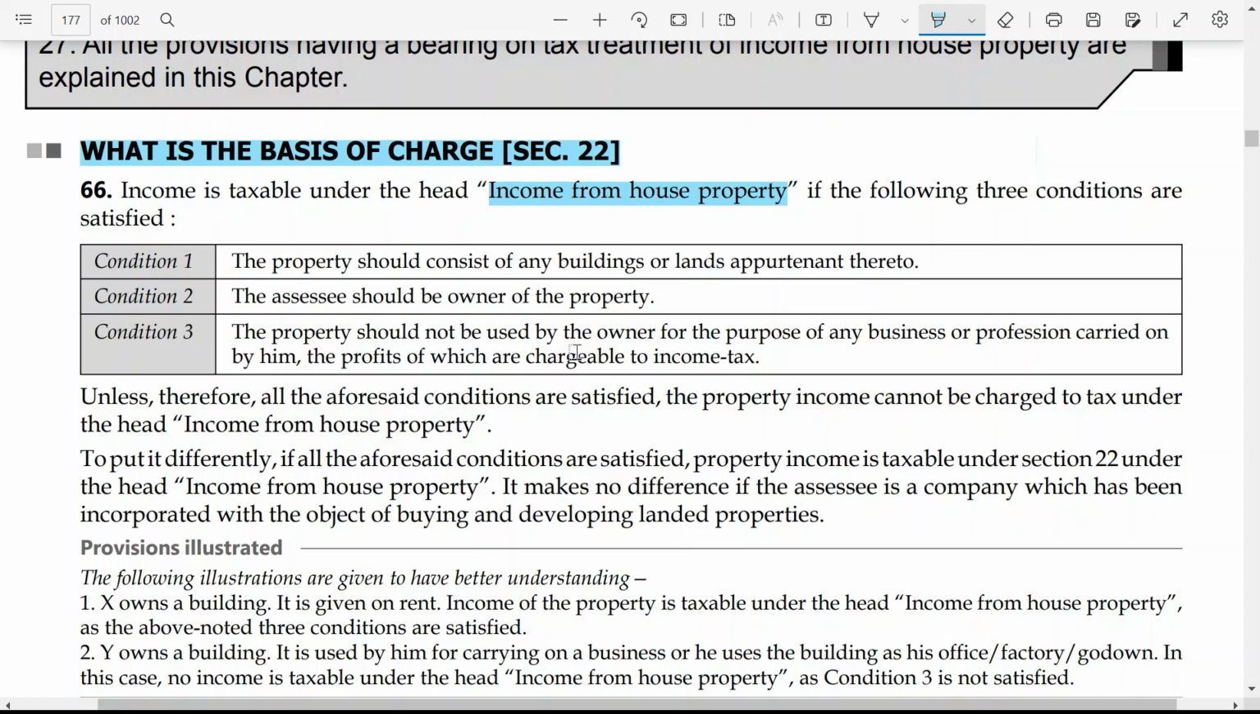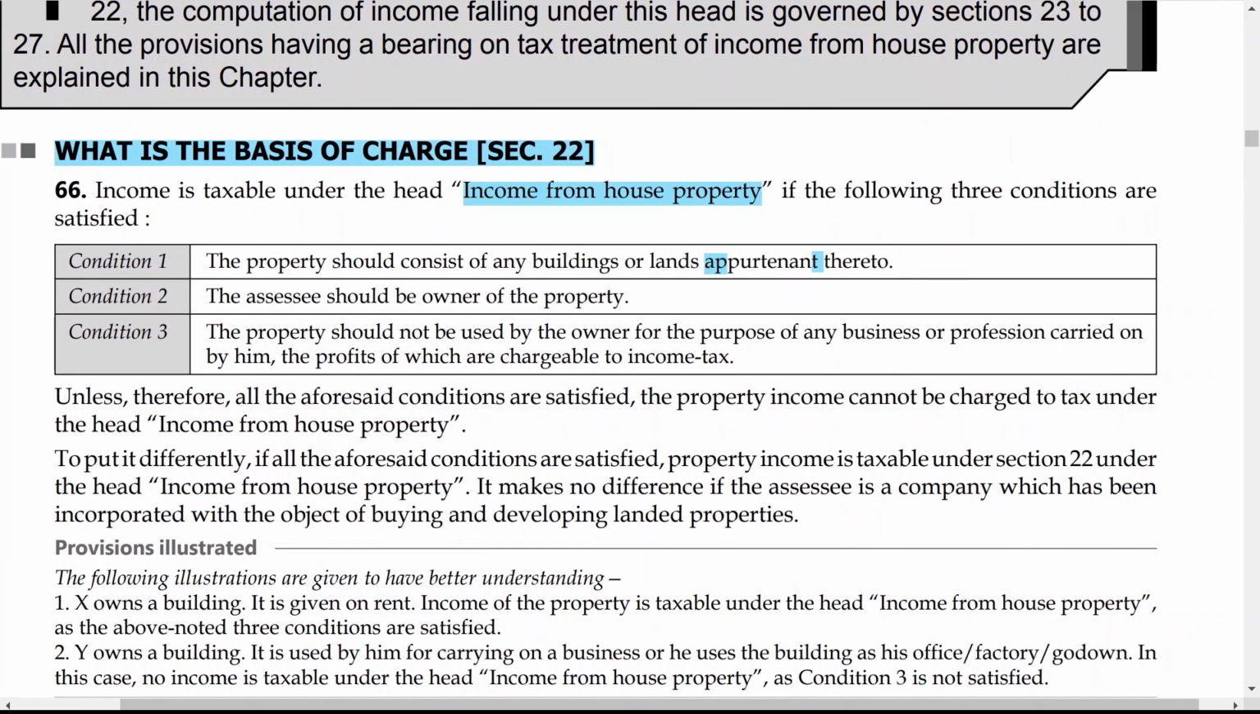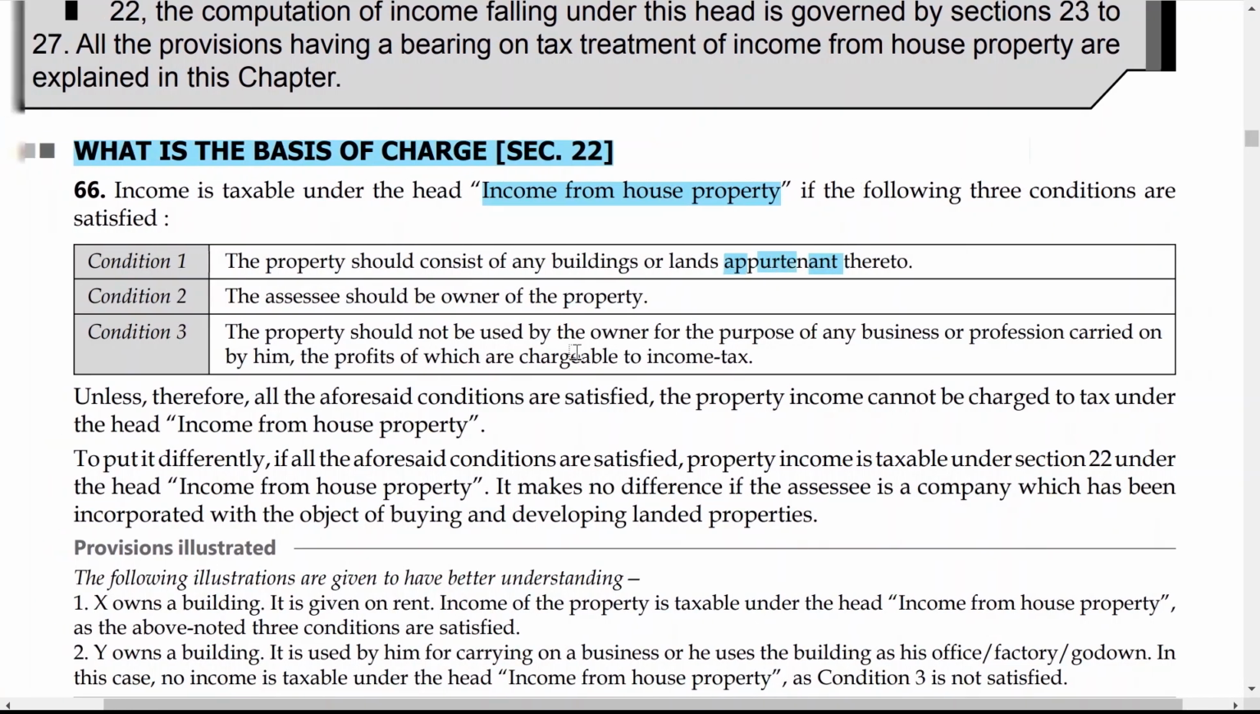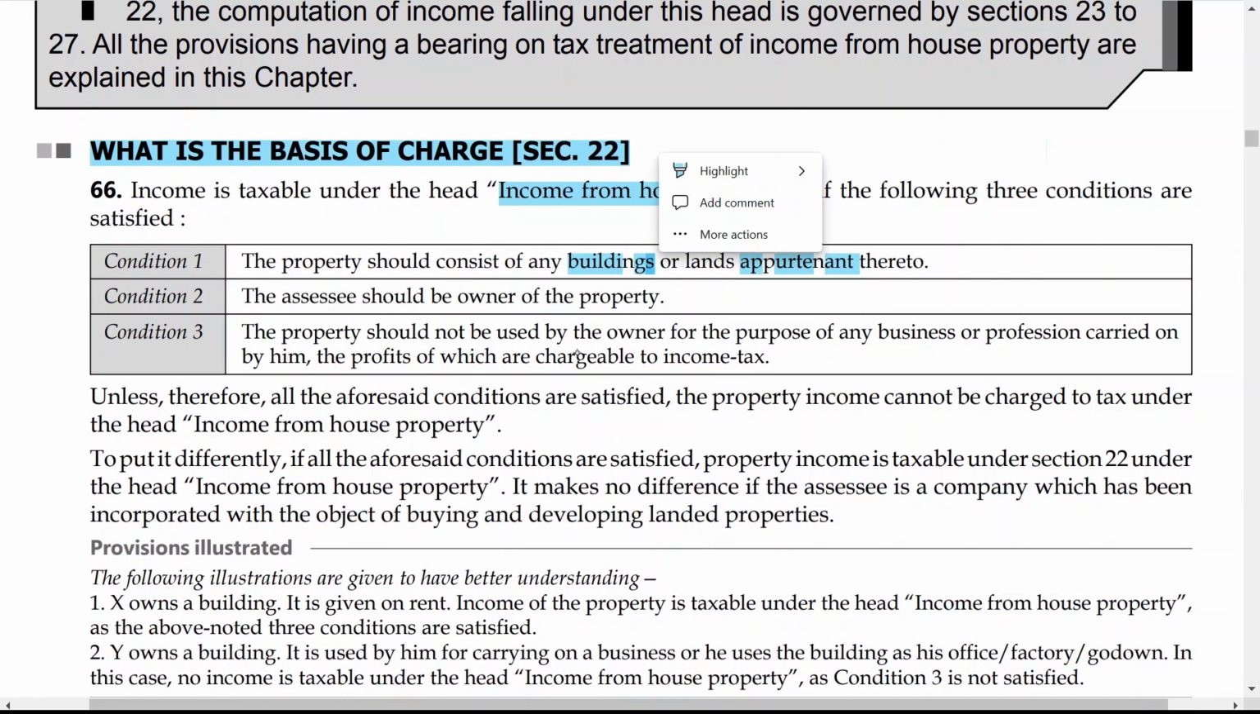If these three conditions are satisfied, then you can say that it is income from house property. Number one, the property should consist of any building or land appurtenant thereto. Appurtenant means what? Attached. If land is attached to a particular building, then we can say that it is income from house property.